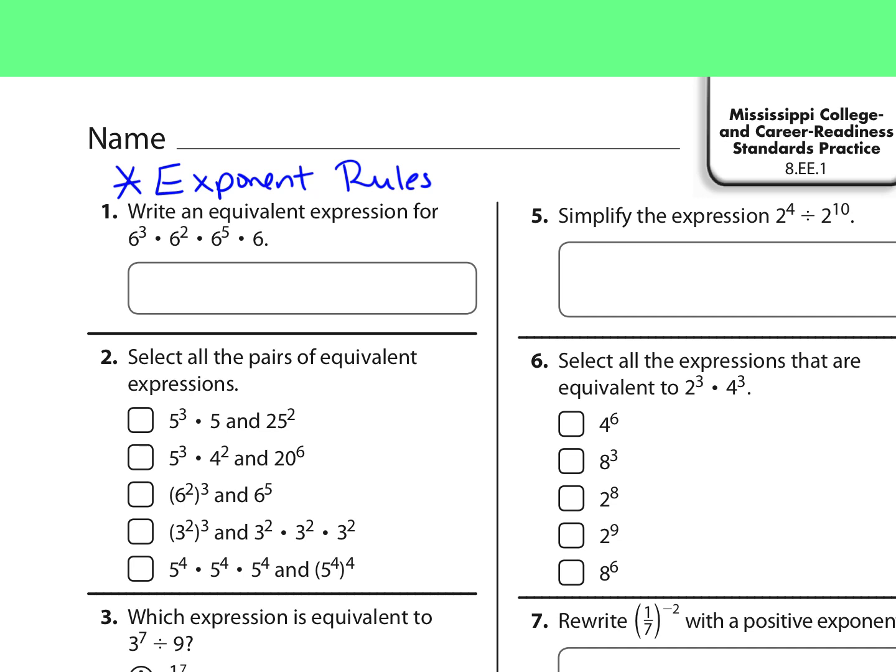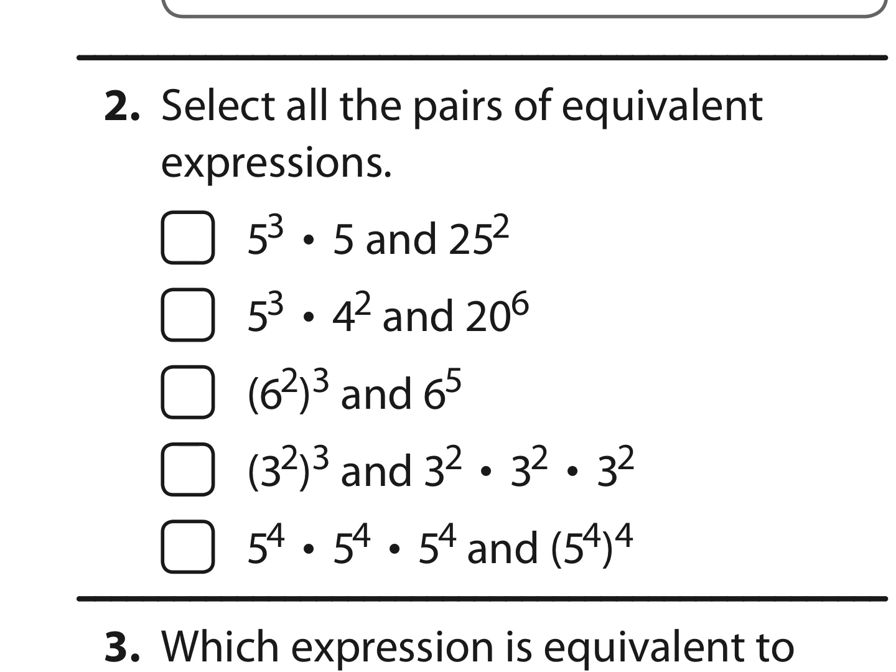8.EE.1 is about exponent rules. Number 2 says to select all the pairs of equivalent expressions. So using exponent rules, we have 5 to the third power times 5 to the first power.